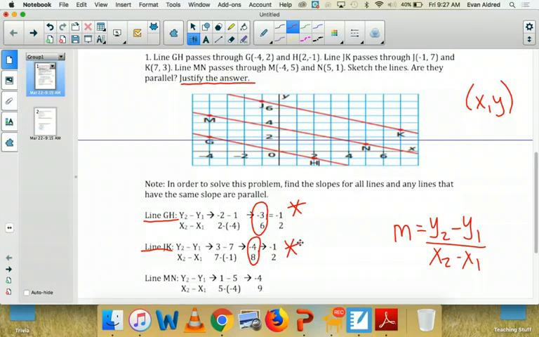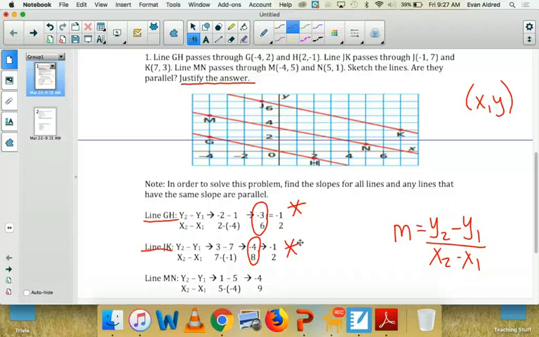And here's where we can see why it's important. If we don't reduce GH, we get a slope of negative 3 over 6. If we don't reduce JK, we get a slope of negative 4 over 8. And if you're rushing, or if you're just not paying enough attention, you may say that those are different slopes. They're different numbers. There's a different numerator for each and a different denominator for each. So you may say the slopes are not the same, and you may be left to conclude that the lines are not parallel.